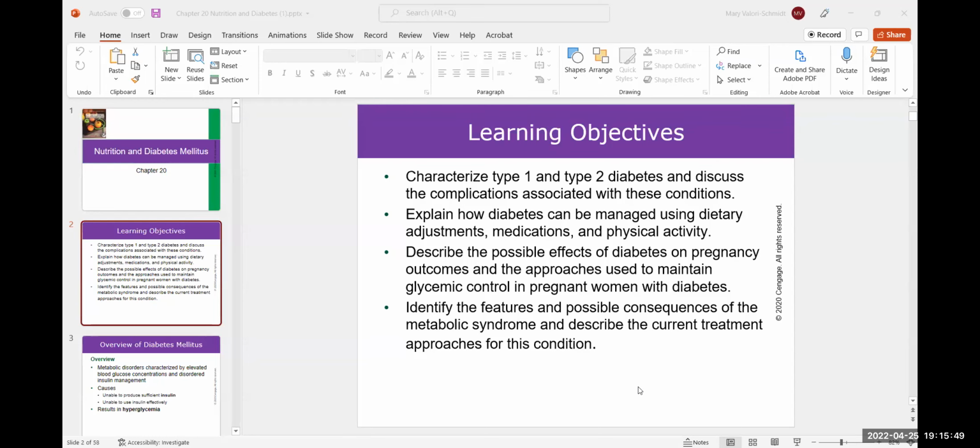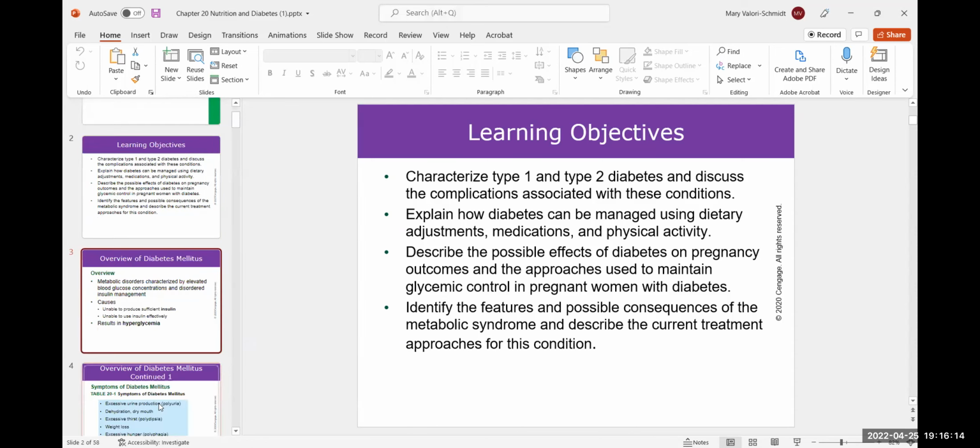All right, we're going to talk about how diabetes can be managed with diet. That's the first line of defense, then medications and physical activity. The effects of diabetes on pregnancy outcomes and how we manage glycemic control in pregnant women with diabetes. We're going to talk about the features and consequences of what's called metabolic syndrome and what the treatment approaches are for that condition.